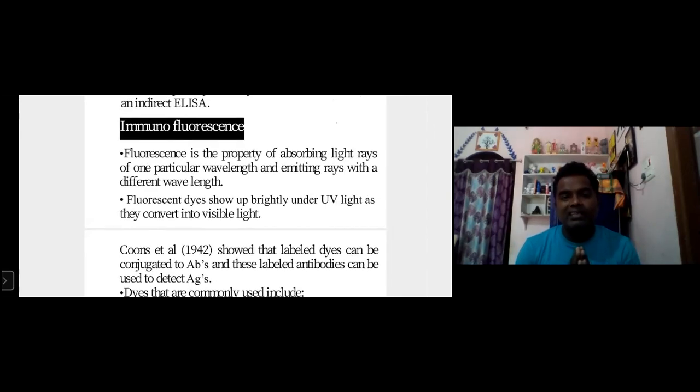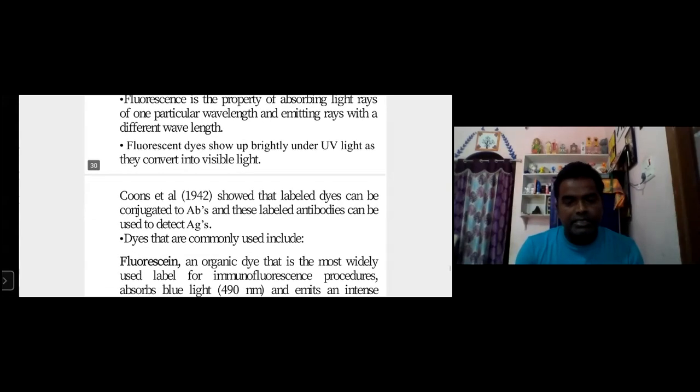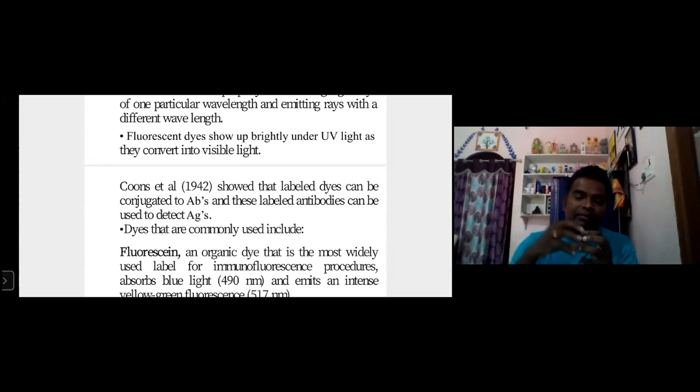This immunofluorescence is the property of absorbing light rays of a particular wavelength and emitting rays with a different wavelength. Fluorescent dyes shine brightly under UV light as they convert it into visible light. Simply, the antigen antibody complexes are coated with fluorescent dyes. When light emission takes place, it gives visible colors, and the positive result will be found.